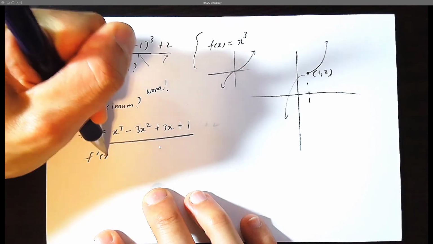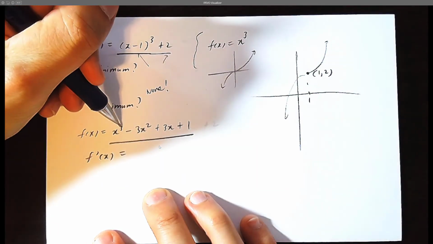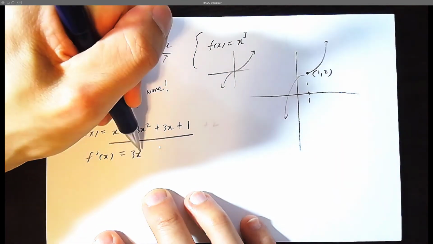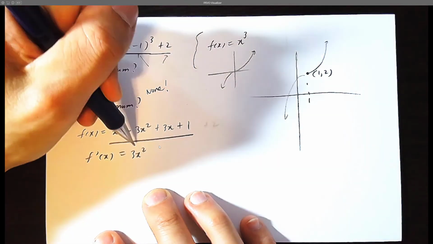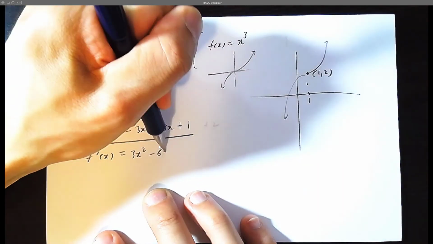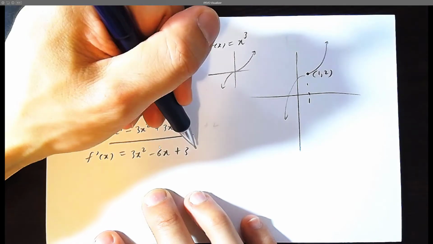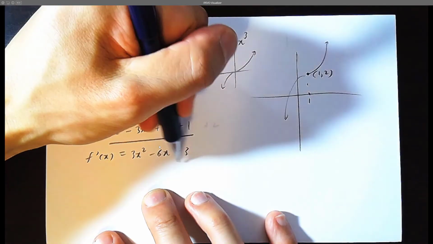What's the derivative? What's the slope formula? Let's use the power rule. We're going to drop the exponent, 3x squared. We're going to decrease the exponent 3 by 1. So we have negative 3 times 2 is negative 6x plus 3, and the derivative of 1 is 0, so we're not going to bother writing that down.